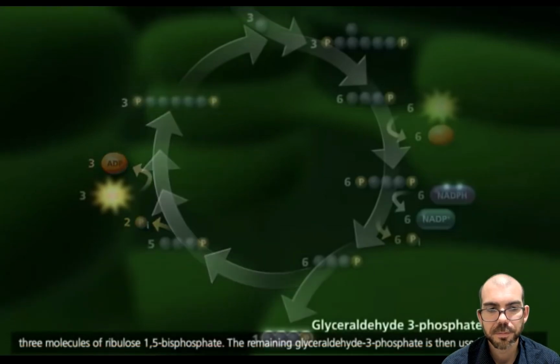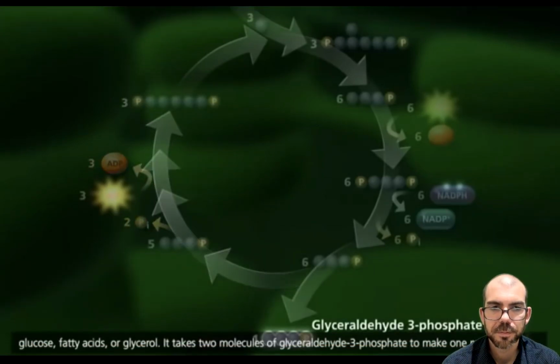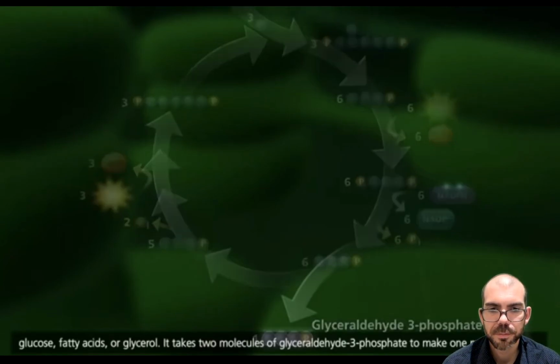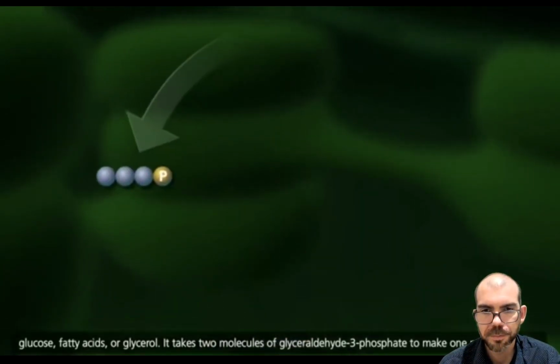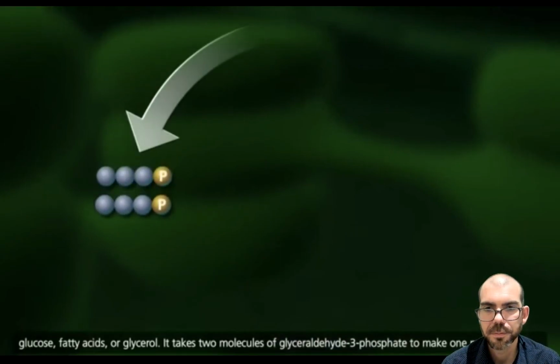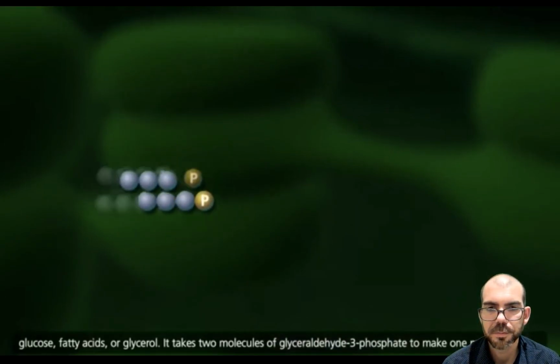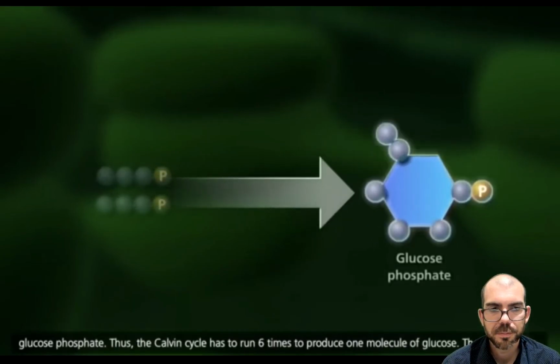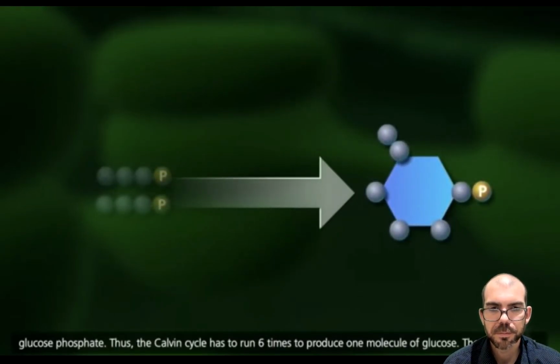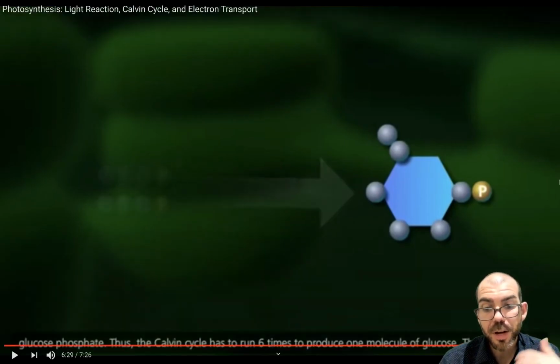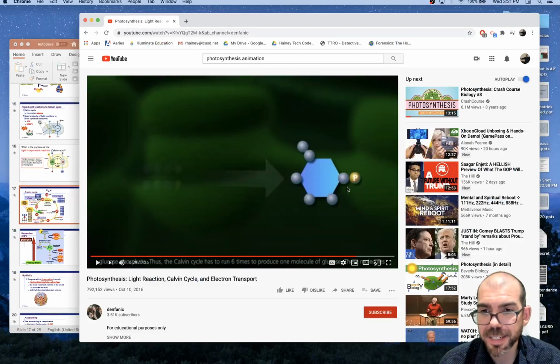The remaining glyceraldehyde 3-phosphate is then used to make glucose, fatty acids, or glycerol. It takes 2 molecules of glyceraldehyde 3-phosphate to make 1 molecule of glucose phosphate. Thus, the Calvin cycle has to run 6 times to produce 1 molecule of glucose.